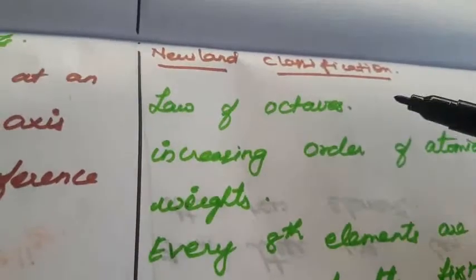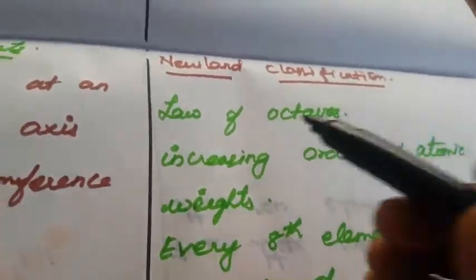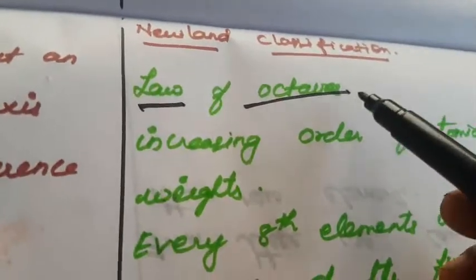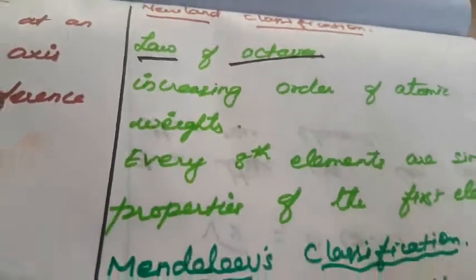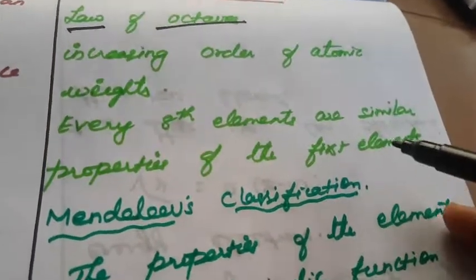So what is meant by Newland classification? He classified the elements by eights, which is called the law of octaves. What is meant by octaves? Oct means 8. So the law of octaves arranges elements in increasing order of their atomic weight, and every 8th element has properties similar to the first element.